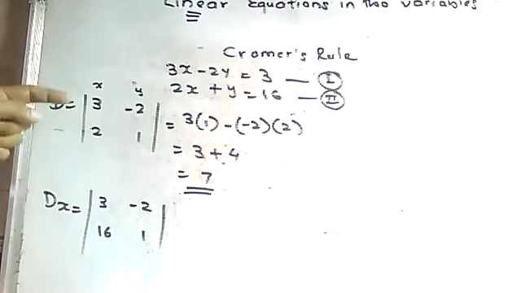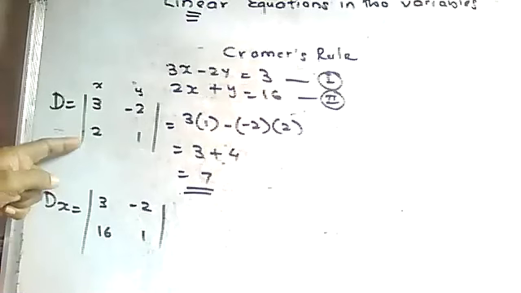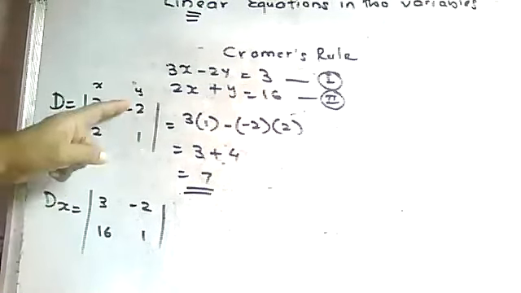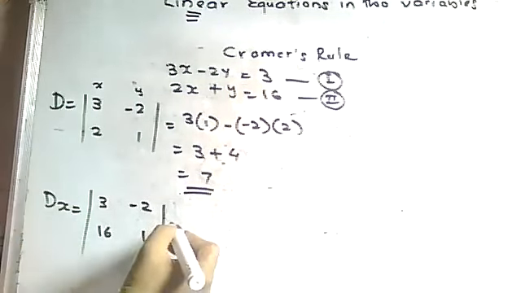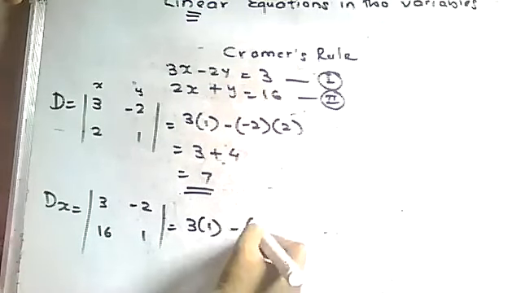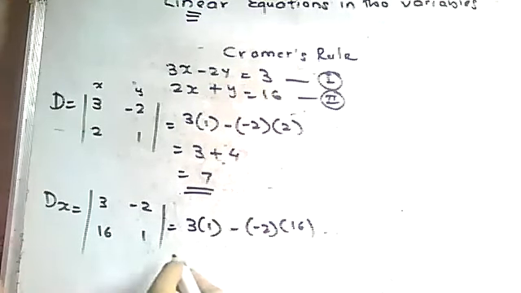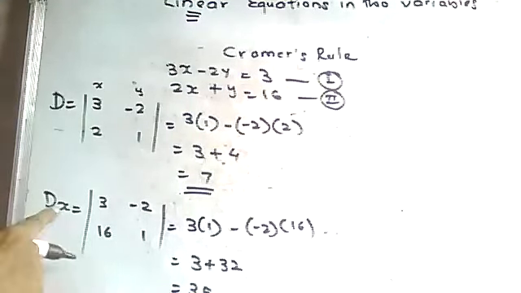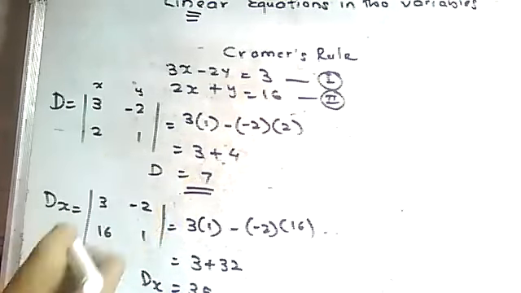So the x column is replaced by the outside numbers and y I'm keeping as it is. And again, as usual, we will solve 3 into 1 minus 2 into 16. 3 ones are 3, minus into minus plus 16 twos are 32, and you get the value as 35. This is the value of dx. Okay, dx is 35. Here d is 7.